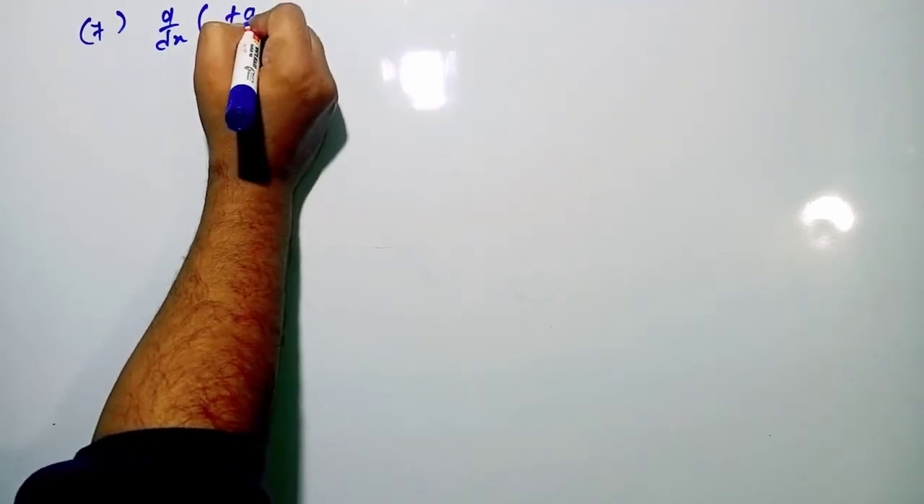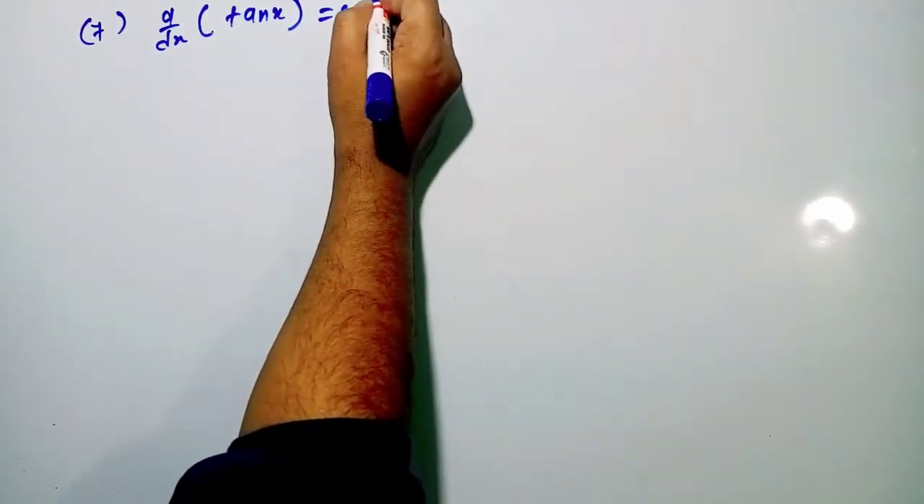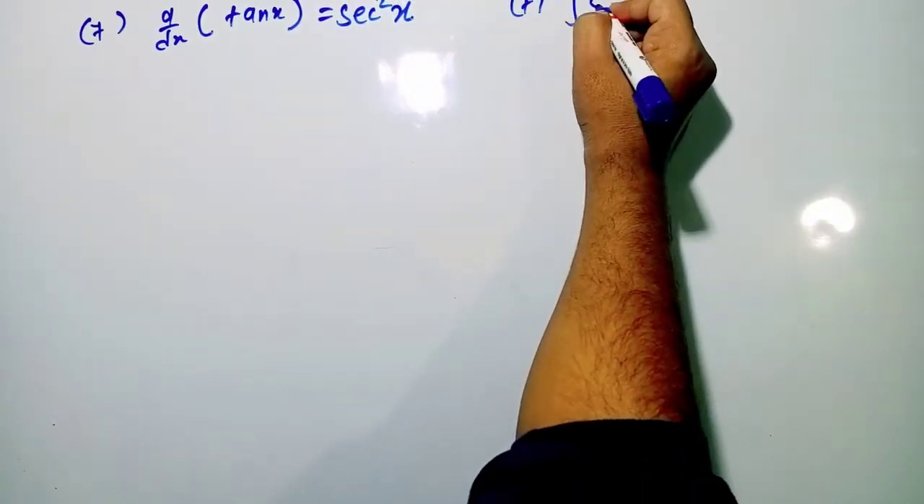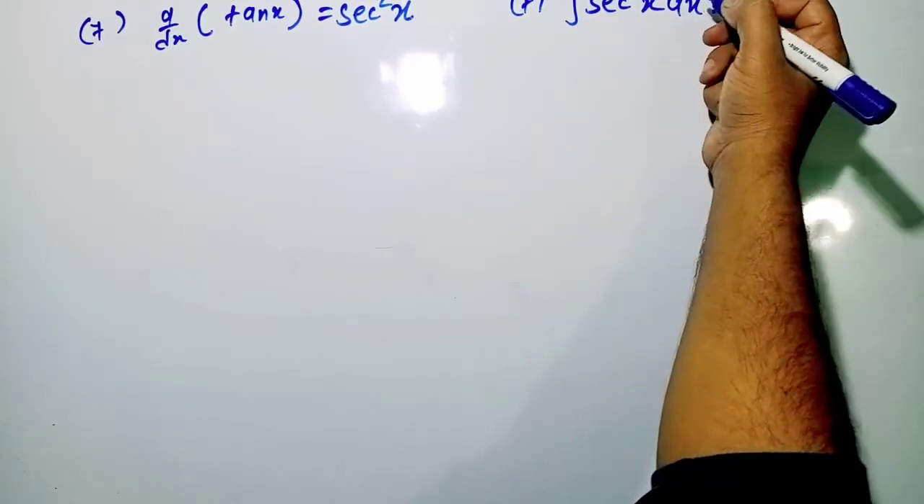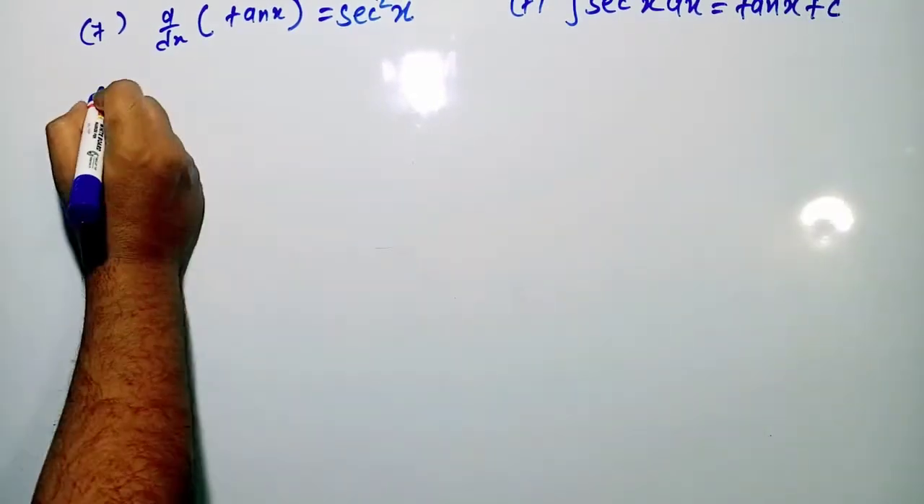Differentiation of tan x, we will get sec square x, and integration of sec square x will be tan x plus c.